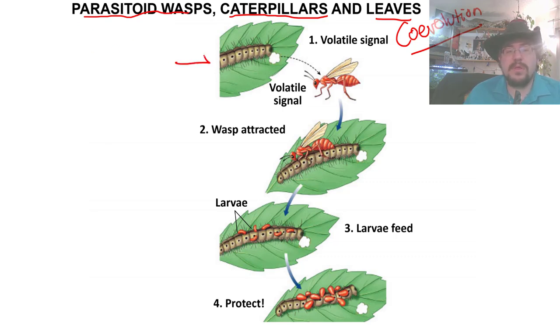So we start off with a hungry, hungry little caterpillar. And this hungry little caterpillar wants to just eat as many leaves as possible. A single caterpillar can destroy a large number of leaves before it gathers up enough nutrients to metamorphose into a butterfly or turn into a moth or whatever it is. So, as it's eating a leaf, the leaf releases a volatile signal. Now, volatile here means that it diffuses into the air.